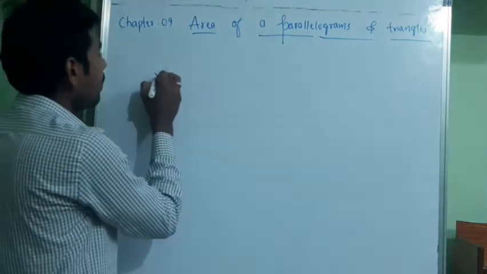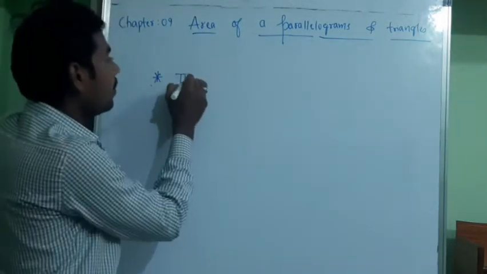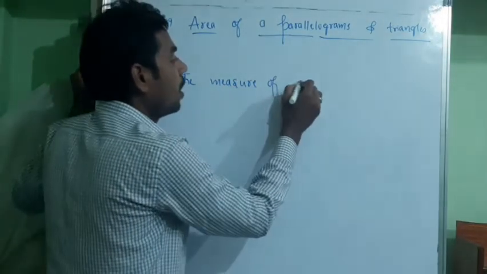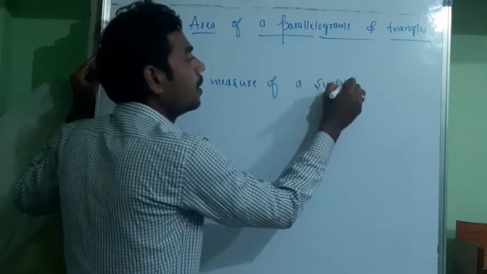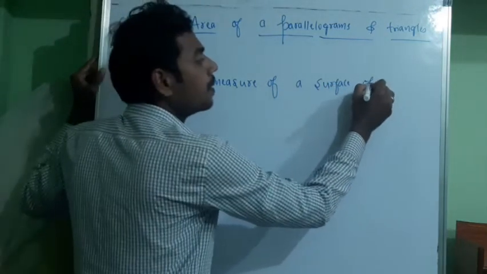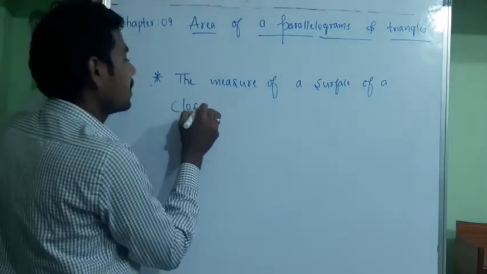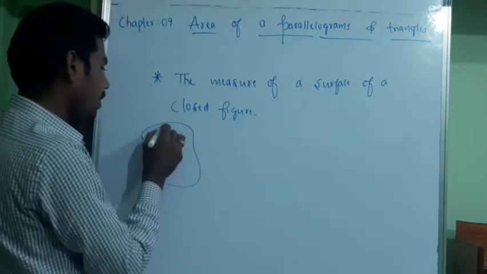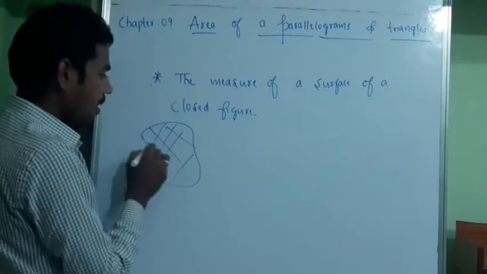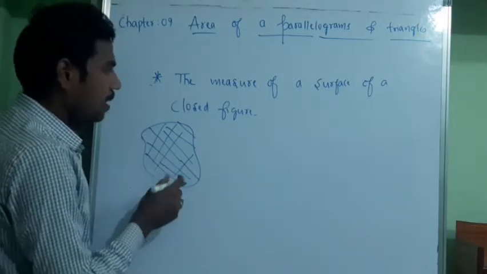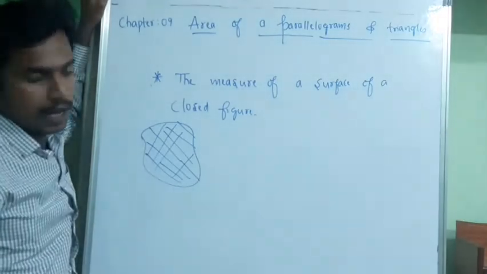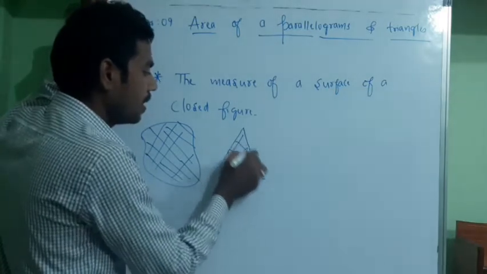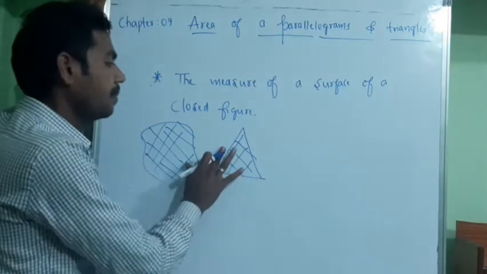So you know what an area is? The measure of a surface of a closed figure is nothing but an area. You take any closed figure, if you measure the total surface, that we call an area. It can be a polygon or it may not be a polygon. If you measure the surface, that measurement of the surface of a closed figure is nothing but an area.